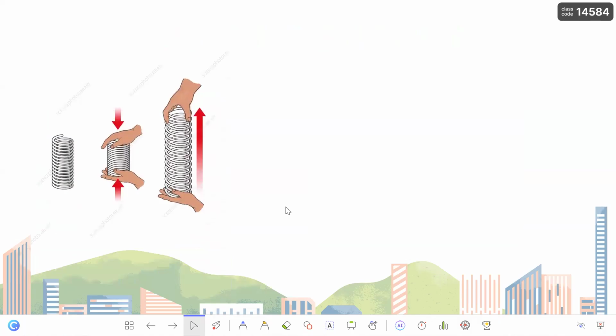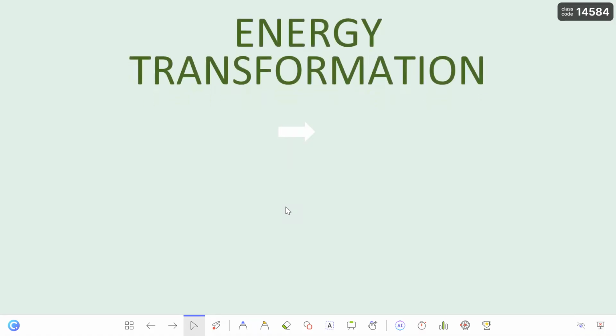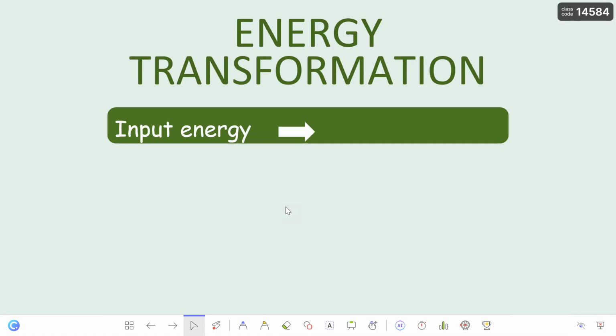Okay. Another form of energy is the elastic energy. It is anything that you can stretch, make it longer. Also, we mentioned, girls, that energy can be transformed from one form into another form. We started with this before, but we're going to continue it today. The energy transformation means when energy is transformed from its input energy to the output energy, which means that the form of energy that is used is going to be transformed into another form.